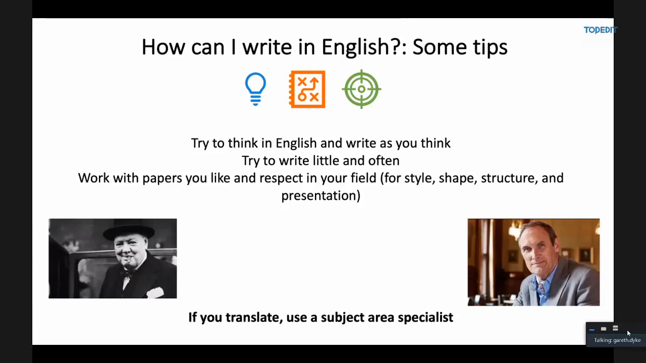And top tip, number one tip, work with papers in your field that you like and respect, that have been written by other academics, that have been written by other colleagues from around the world, preferably native speakers, so you can see in those papers how other people put together the shape, the structure, and present their work. There will be a number of articles in your academic field that you use a lot in your work, that you use all the time for your own research.